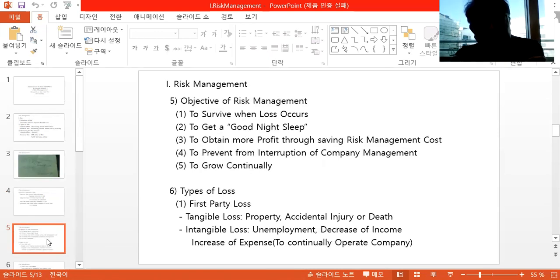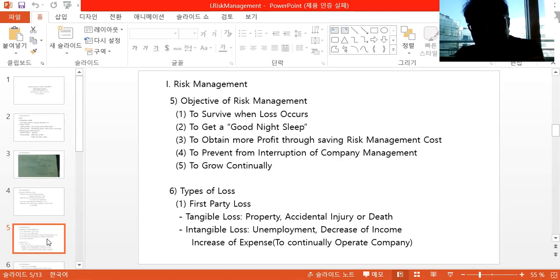And then we're going to discuss the purpose or objective of risk management. The first, above all, is to survive when a loss occurs. The second is getting a good night's sleep, to get a little comfort. The third one is to obtain more profits through saving risk management cost. You are actively doing risk management, so you save risk management cost, and then you get more profit.